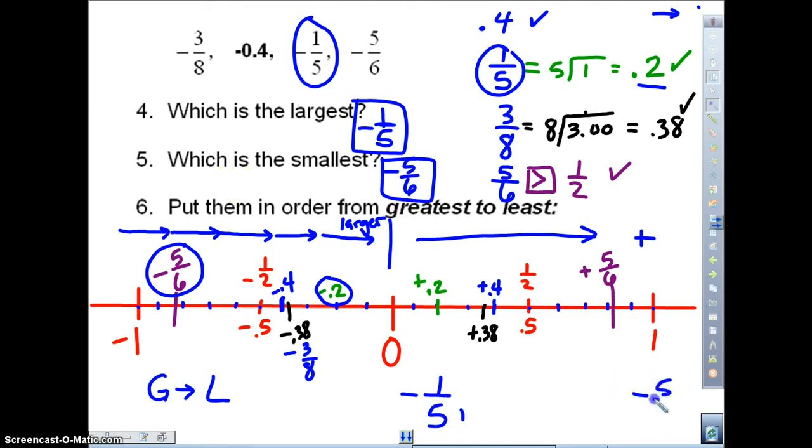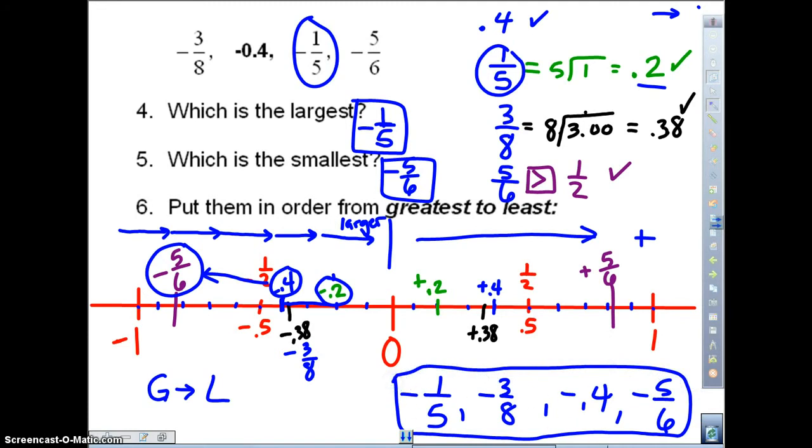Yep, -5/6. So starting here, which fraction came next? If we're moving backwards, we get to this one next, -3/8. Okay, so we've moved to here. The next one we get to going backwards is this one here, -0.4. And if you keep going, then our next one is that one. Oh my gosh, that was a lot of work.